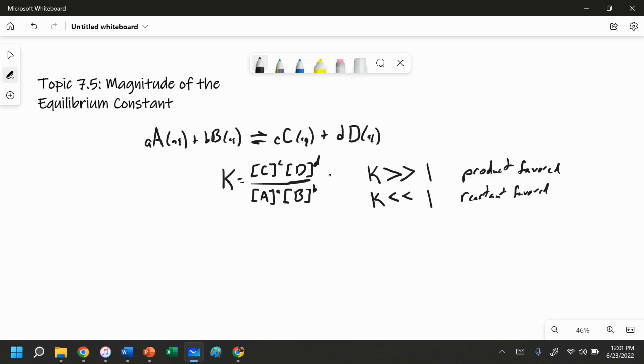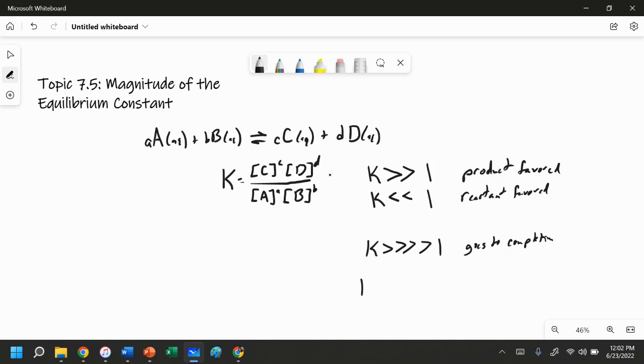If K is much, much, much greater than 1, so if we have a very large K value, then that means that in essence, this reaction goes to completion. In other words, all of your reactants become products in that particular reaction.